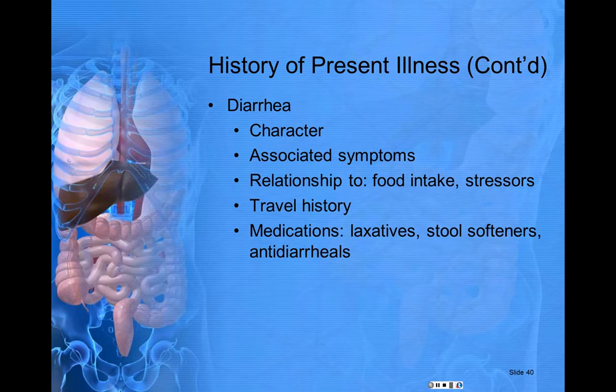Have they been camping? Have they been to Colorado, drinking out of a mountain stream? Do they live in the country and have well water? Those are really important questions whenever someone comes in with nausea, vomiting, diarrhea type symptoms, because we could have bacterial infection, parasite infection, etc. And then we want to ask about whether they're taking medications, such as are they self-medicating with laxatives, stool softeners, anti-diarrheals, etc.